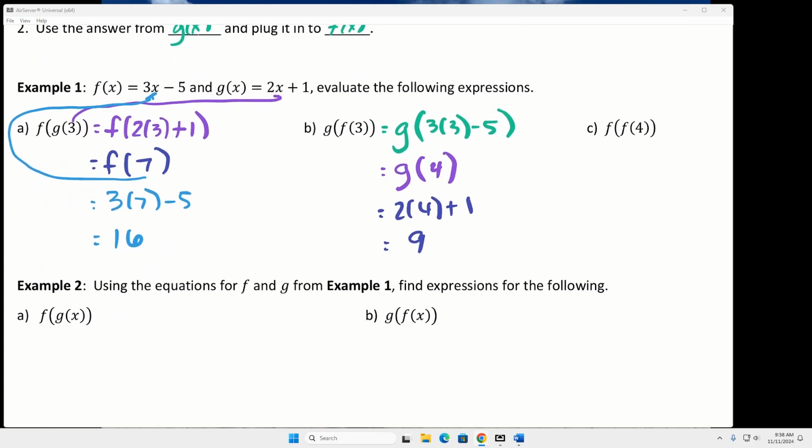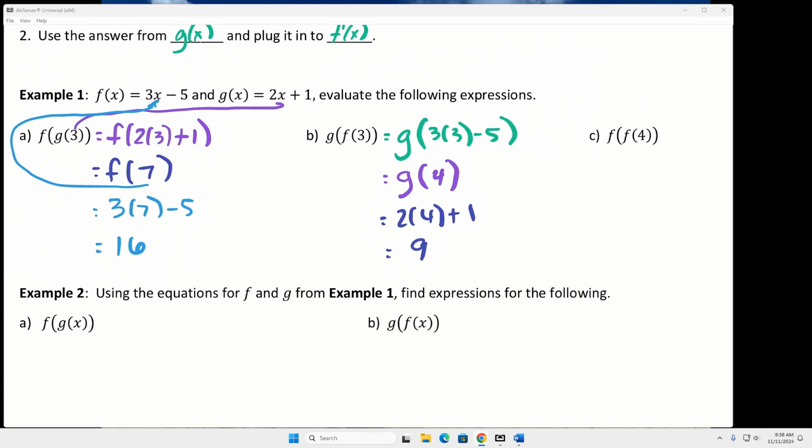Have you guys try C on your own. It's a little different. You're using f twice, but it's the same process. Start on the inside, get a number, plug it into the other one, or plug it back into f. Algebra 2 teachers must have done a really good job.